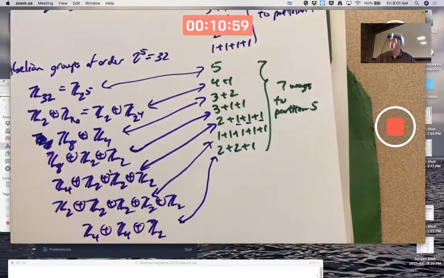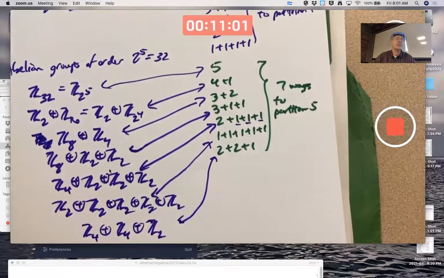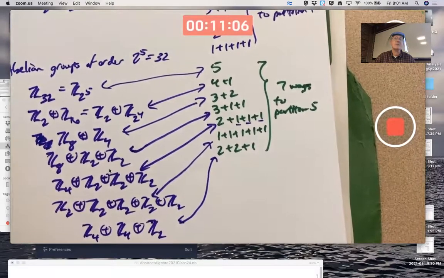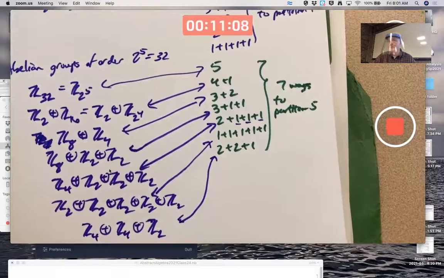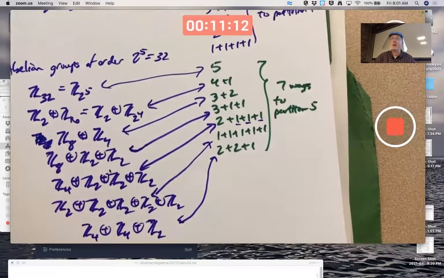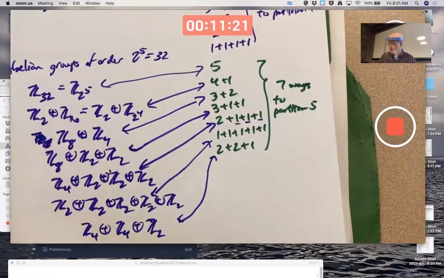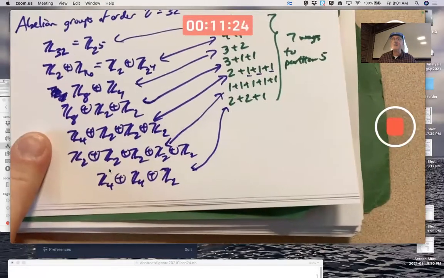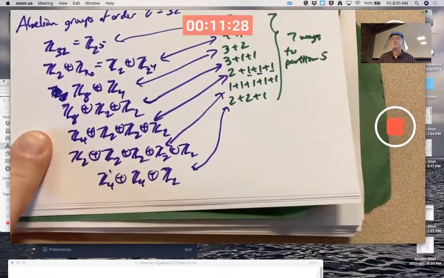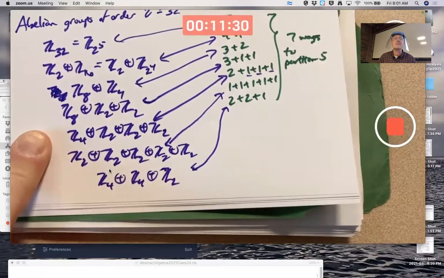Likewise, there would be 7 abelian groups of order 3 to the fifth, 243. There'd be 7 abelian groups of order 5 to the fifth, 7 to the fifth, 11 to the fifth, any prime to the fifth power, you're going to have 7 abelian groups up to isomorphism of that order. As we've talked about as well, the ways you could prove these are all distinct include counting the number of elements of the various orders. We know that isomorphisms preserve orders of elements.